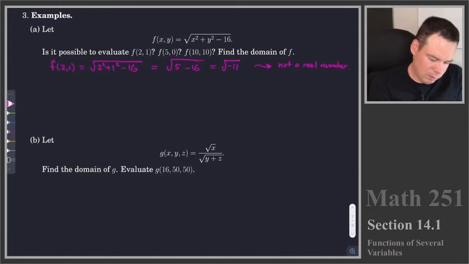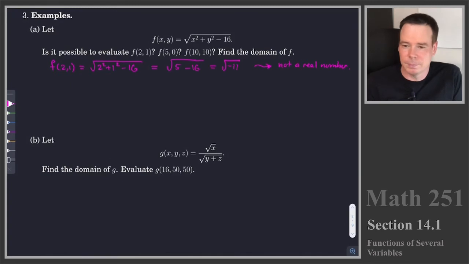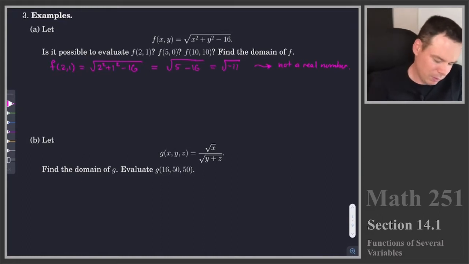And the square root of negative 11, this is not a real number. You might even say this is not defined. This doesn't exist. We can't square root a negative number. However you want to say it, you can't plug 2, 1 into the function because you can't find a unique real number that comes out in this case. Having to square root a negative value, it's not a real number. So that means 2, 1 is not in the domain.